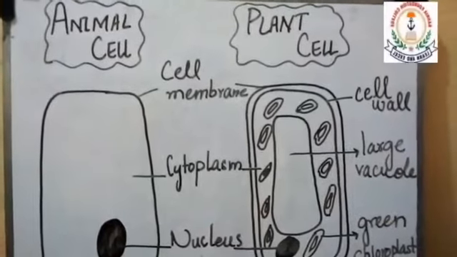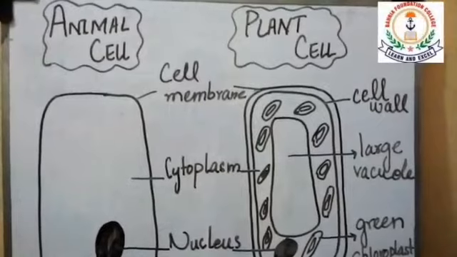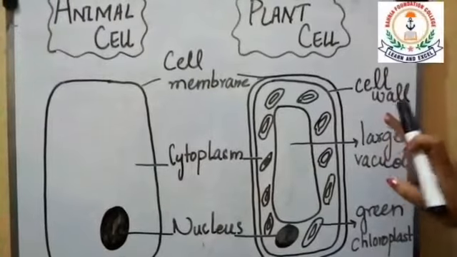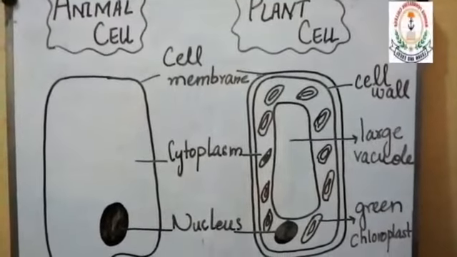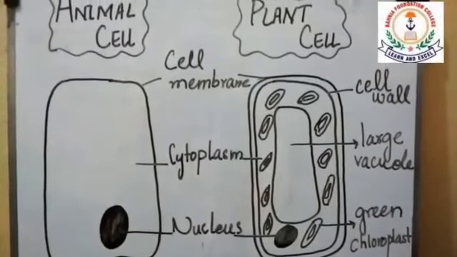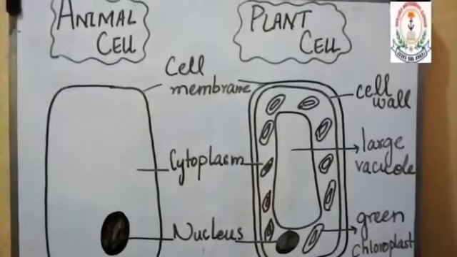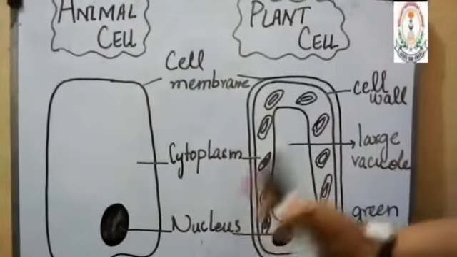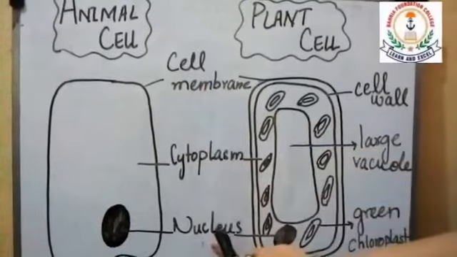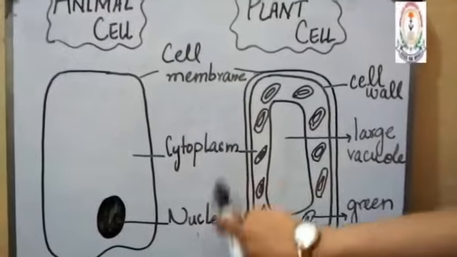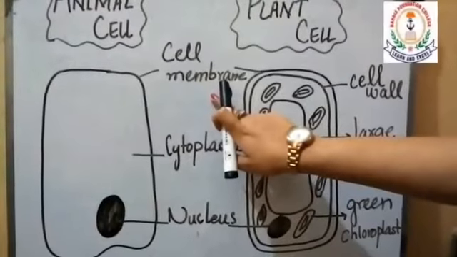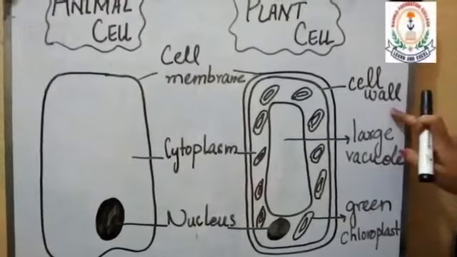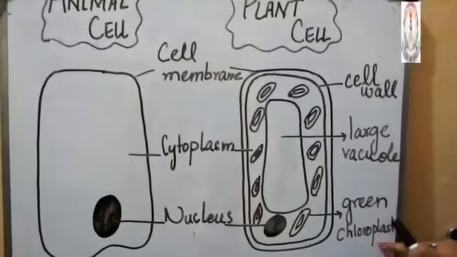So let's move toward the difference of animal and plant cells. This diagram shows an animal cell as well as the plant cell. This animal cell is taken from the human cheek and the plant cell is taken from the leaf. Animal and plant cells have similarities as well as differences. In animal cells and plant cells, there are three similar parts: nucleus, cytoplasm and the cell membrane are similar in both animal and plant cells, and the differences are the presence of cell wall, large vacuole and green chloroplast.